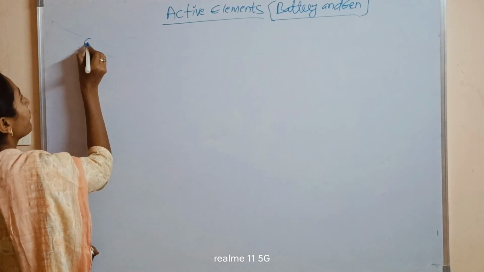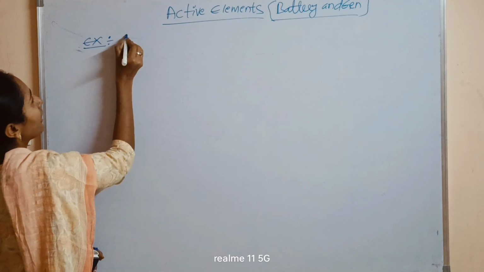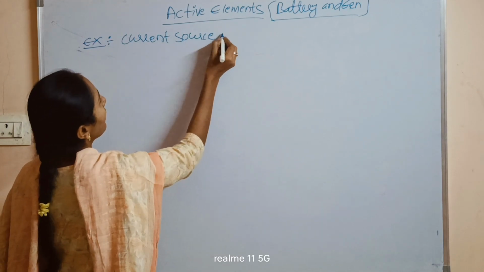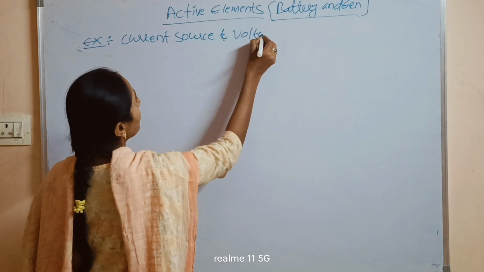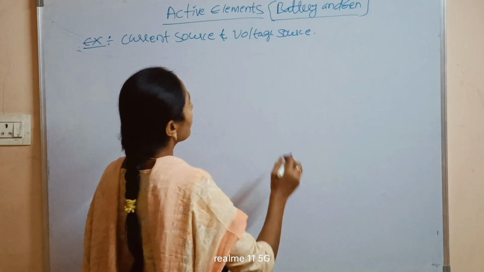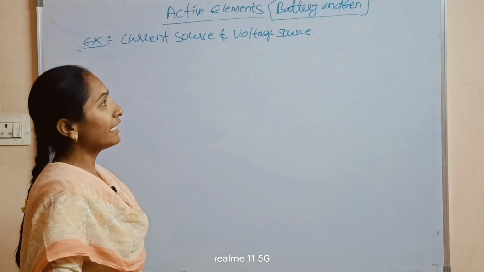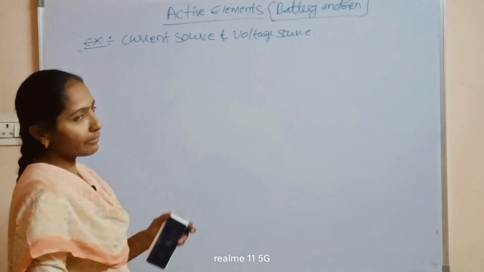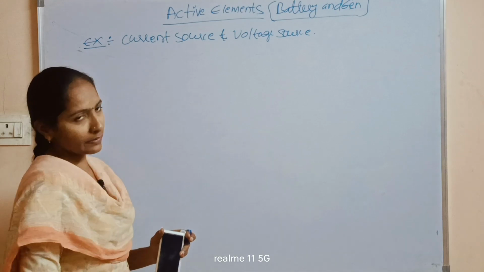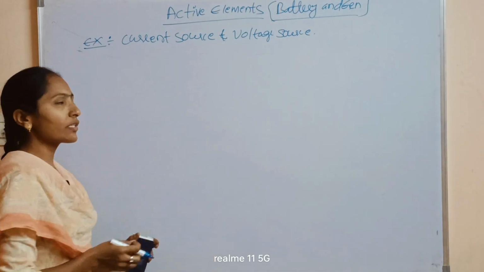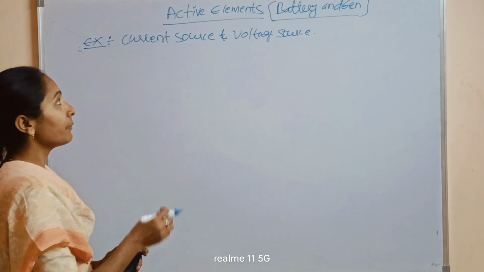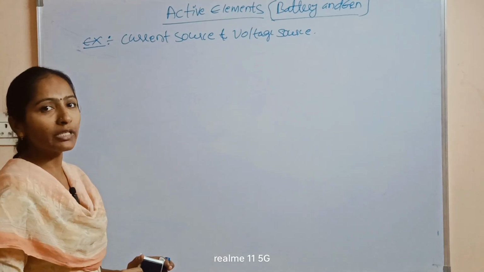So examples of active elements are current source and voltage source. From a practical point of view, battery and generator are the examples of active elements which can give the supply to the circuit. Coming to the ideal consideration, we consider the voltage source and current source as examples of active elements. Active elements are nothing but elements which can give the supply to the circuit.